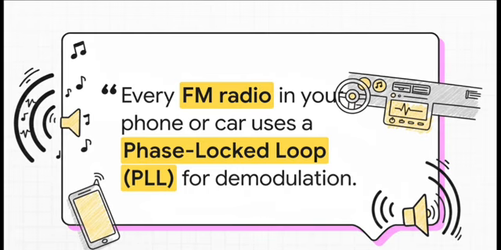And I want to be clear, this isn't some obscure piece of lab equipment. We're talking about the radio that's in your phone right now, or the one in your car's dashboard. Every single modern FM receiver uses a PLL to demodulate the signal. It's the tiny, brilliant engine that turns those invisible radio waves back into the music you're listening to. It truly is the gold standard.